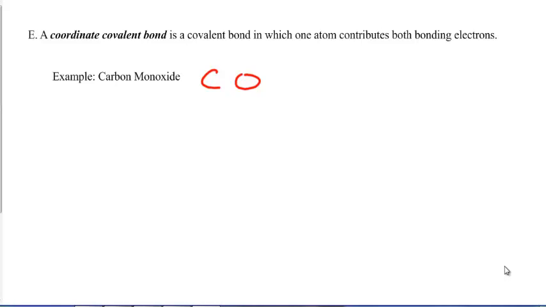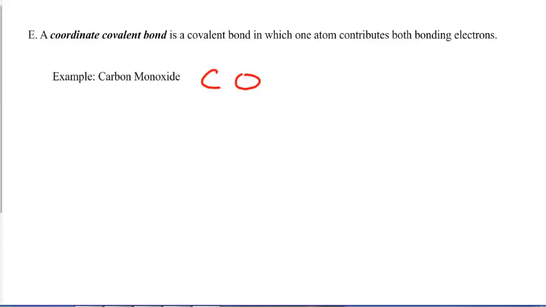Another special type of covalent bonding is coordinate covalent bonding. A coordinate covalent bond is formed when one atom contributes both bonding electrons. An example of this would be in the bond that forms between carbon and oxygen in the compound carbon monoxide.